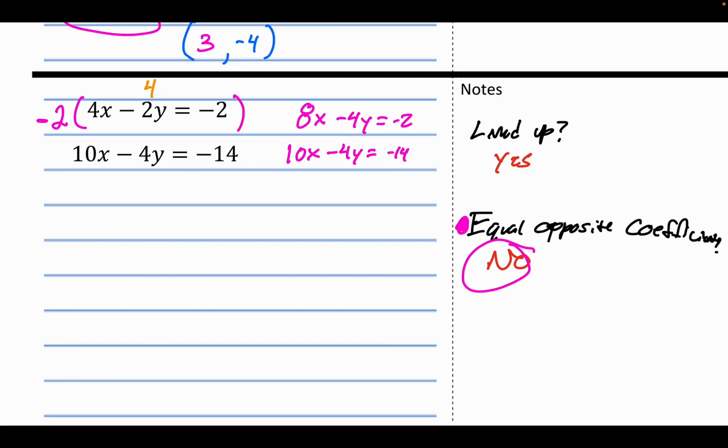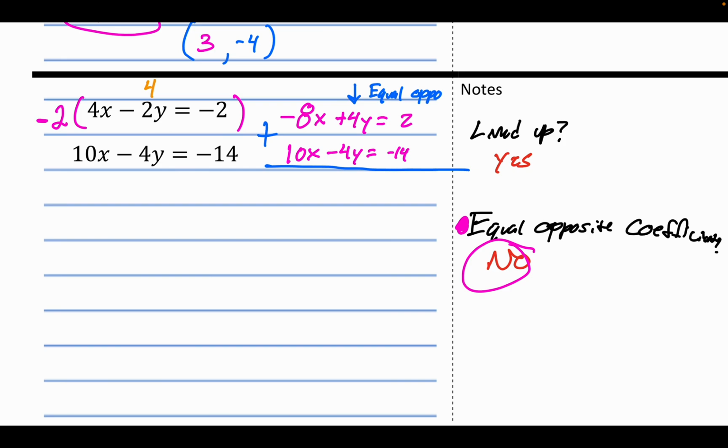So I'm going to go back in time. I'm going to make that a negative 2, which reverses the signs on all of my top equation. I get a negative 8, a positive 4, and a positive 2. We don't want to rush through this part of it. They need to be equal opposite.